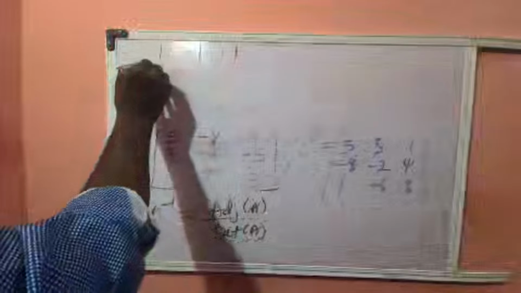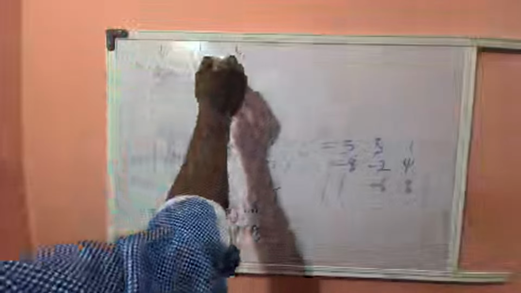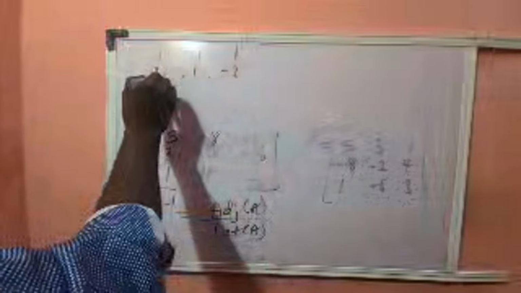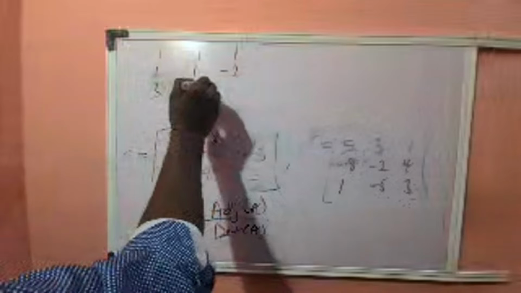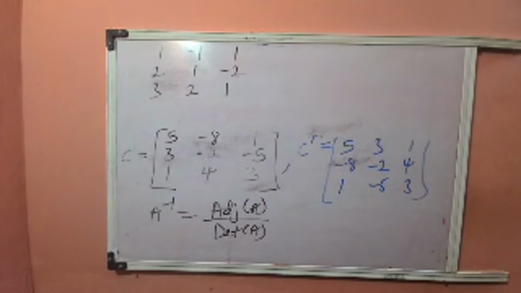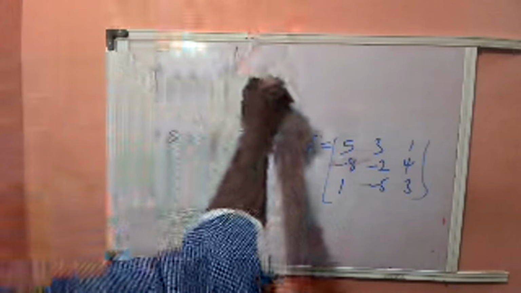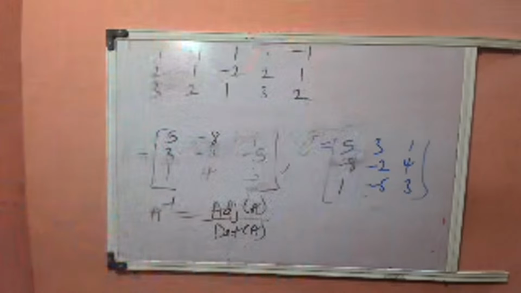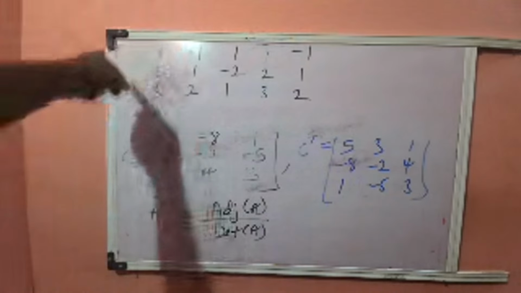I have 1 minus 1. I have 1. I have 2. I have 1. I have minus 2. I have 3. I have 2. And I have 1. So in order for me to get the determinant of this particular matrix, using the second method, I'm going to duplicate column 1 and column 2. This is matrix A, obviously. Matrix A is what you have here. But I've duplicated column 1 and column 2 already.